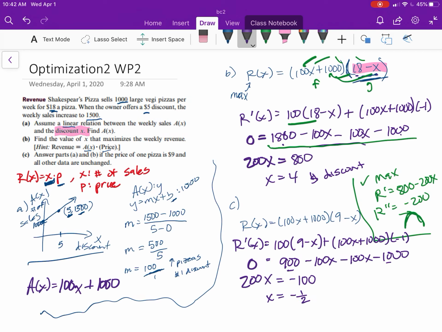So the discount is negative. So that means they actually add to the price, right? They add half of $1. So that doesn't make sense, right? That $9 was already too low. We passed that max.